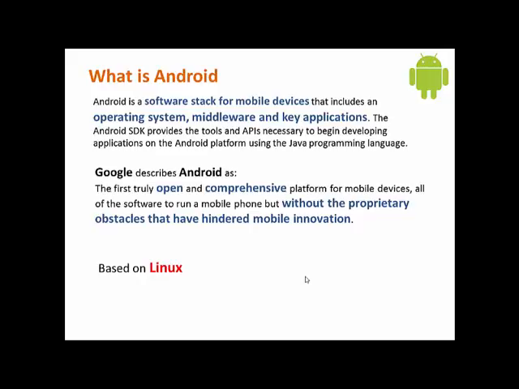So, how does Google describe Android: a first truly open and comprehensive platform for mobile devices, all of the software to run a mobile phone, but without the proprietary obstacles that have hindered mobile innovation. It's completely based on Linux, as I said.